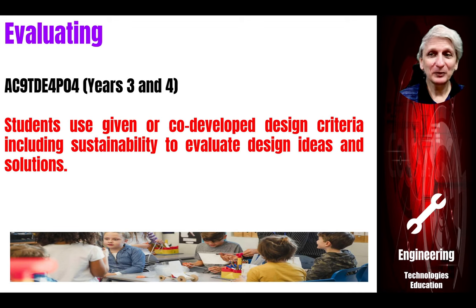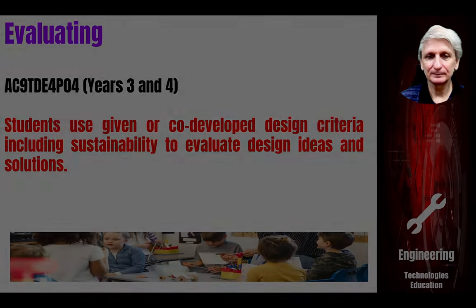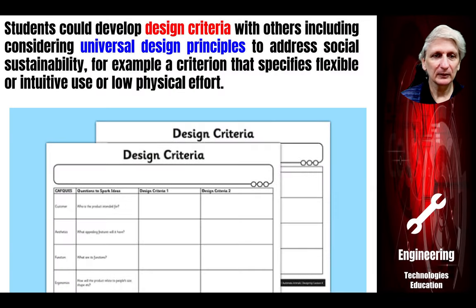Okay, then they need to, of course, evaluate their solutions, and particularly in years 3 and 4, looking at co-developed design criteria. So this is when they come up with criteria with the help of their teachers. So deciding upon how their solutions will be judged, and then thinking about aspects of sustainability, and then evaluating their solutions against those criteria. So there's various principles that they can consider.